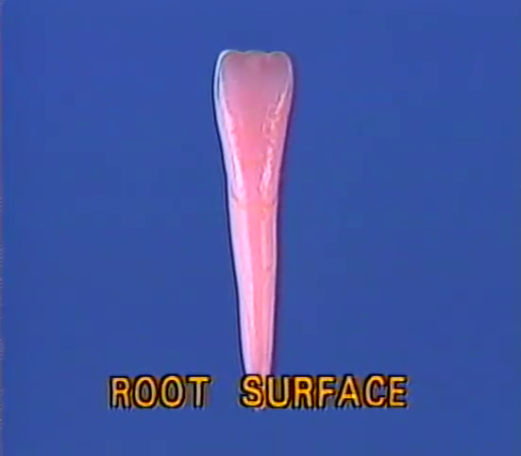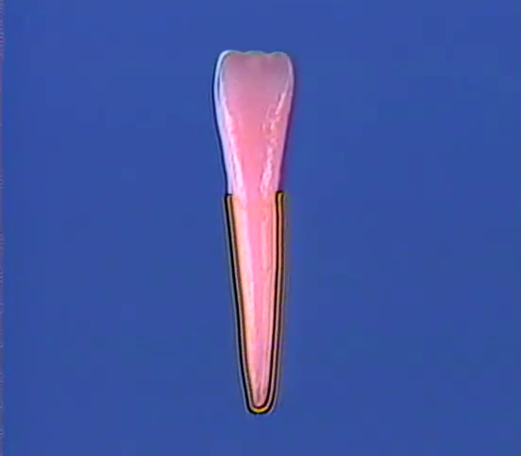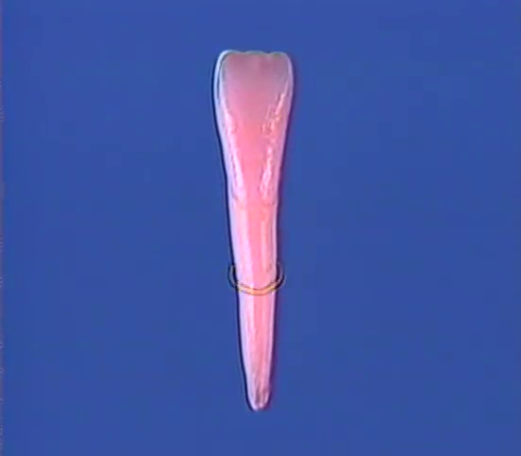The root surface, as can be seen, is normally single and straight. In the labial aspect, it is generally symmetrical and tapers gradually to a fairly sharp apex. From this view, it is decidedly convex.